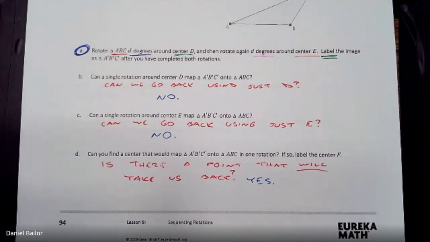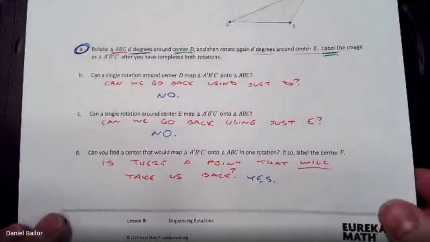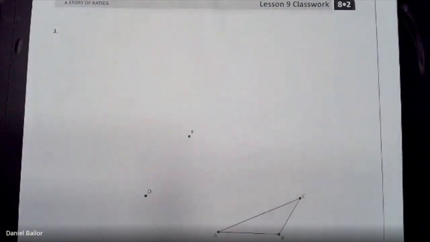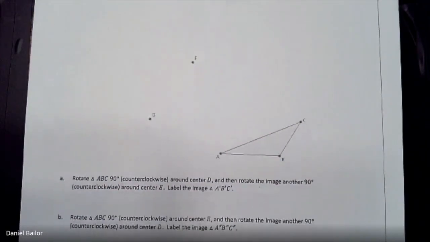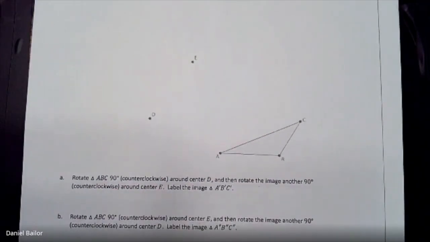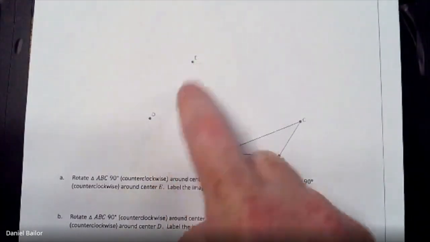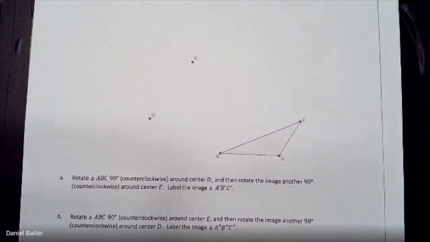Okay, hopefully you finished your notes about page 94. You have your understanding of page 94. Now let's move to page 95 and exploratory activity number 3, which looks like this. The triangle came back. It's the same triangle, and we still have point D, we still have point E, but this is an exploration. So we are working on rotating still.